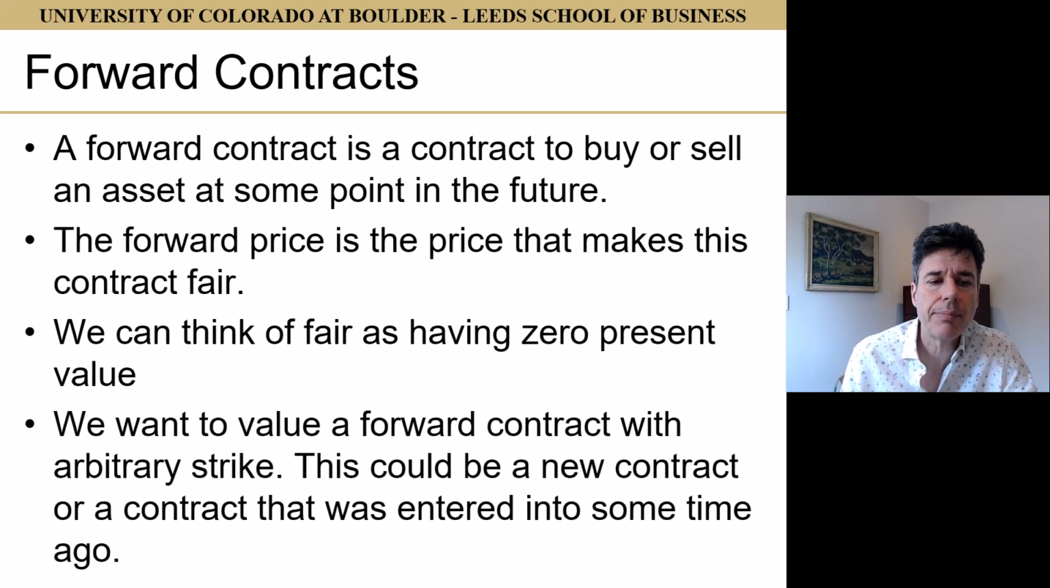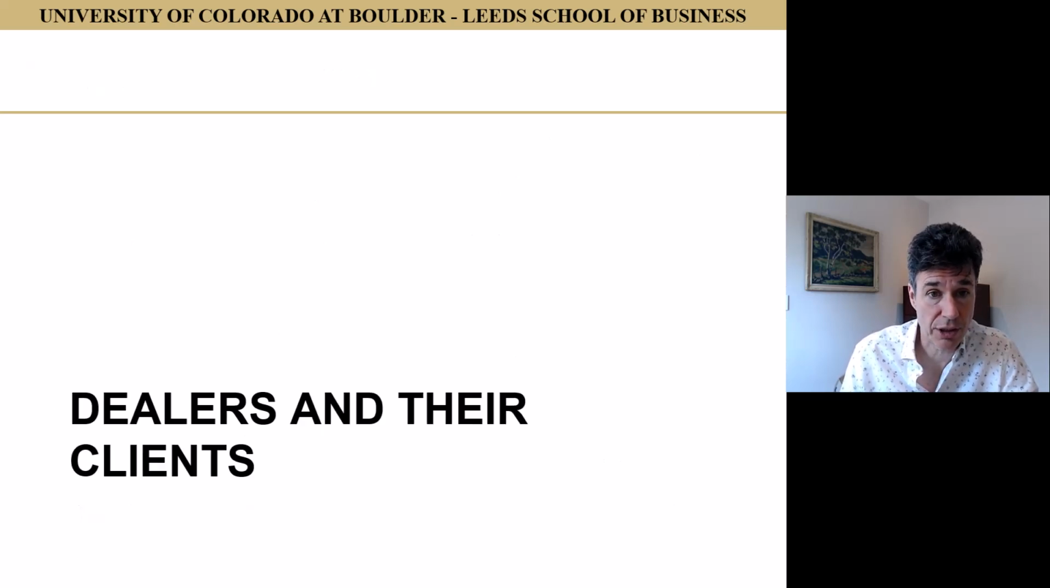Now, we want to value a forward contract with an arbitrary strike. So this could be a new contract where someone comes to us, if we're a dealer, and says, hey, we'd like to buy a stock for $112 or whatever it is at some point in the future. Or it could be an existing contract. Maybe someone entered into it some time ago and they want a closeout price or that sort of thing.